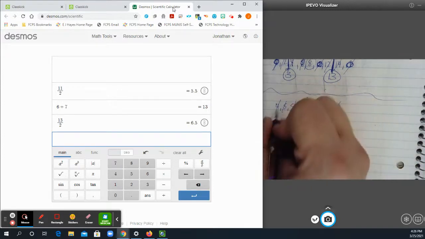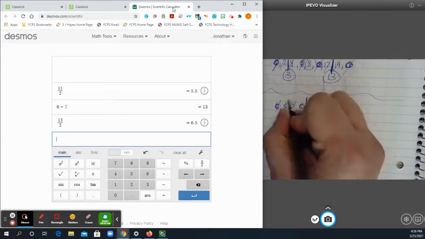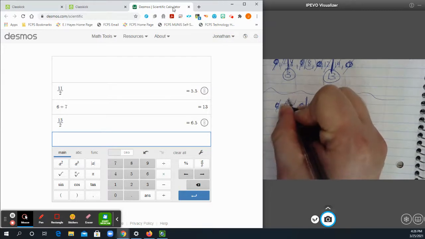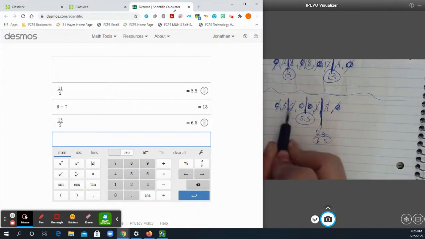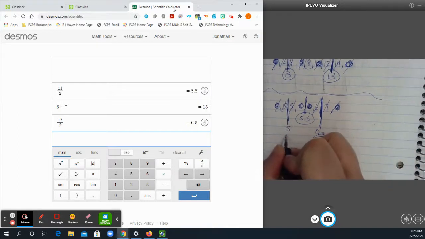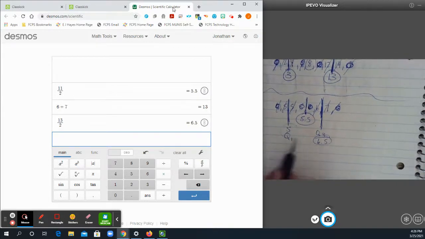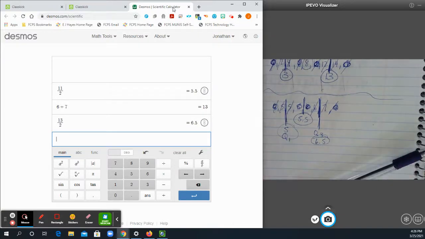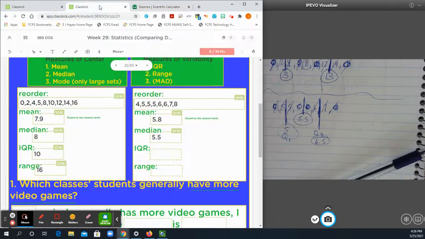All right, same thing on the bottom. Mark off 4, mark off 5. We have 5 and 5. I don't know if you've done this one before, but if you have 2 of the same number, it's going to be that number. So that would be Q1. So I need to subtract these. 6.5 minus 5. Let's see, 6.5 minus 5. Get 1.5 for my IQR. Done. And then last but not least, my range. My biggest was 8. My smallest was 4. My range was 4.